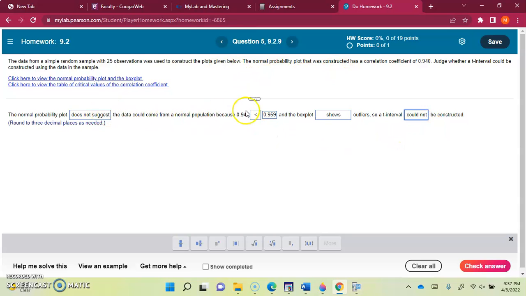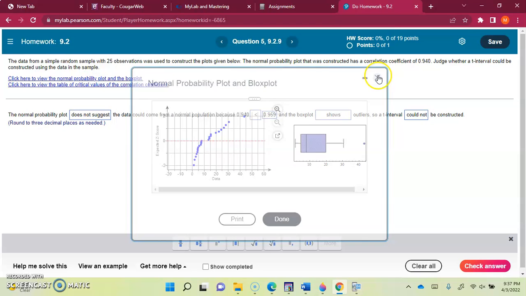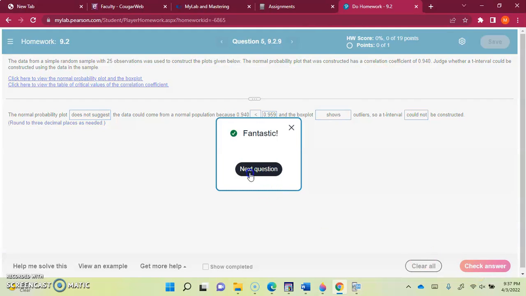Okay. So in this case, it's not suggesting a normal distribution, and also there are outliers in the box plot. If you see, this point is outside, so that means we cannot construct the t-interval. Okay, that's it.